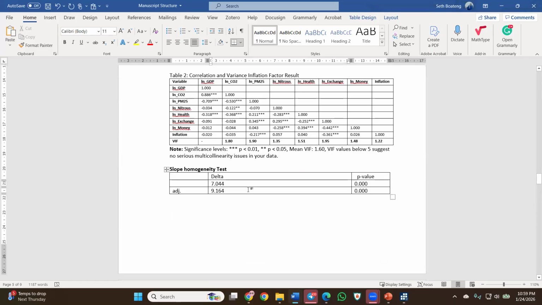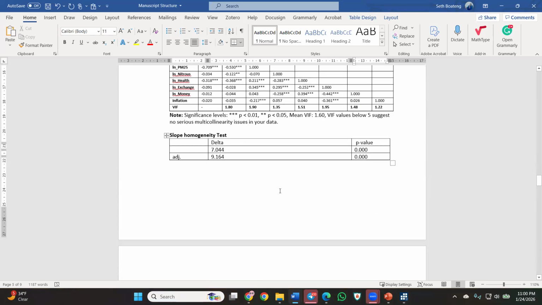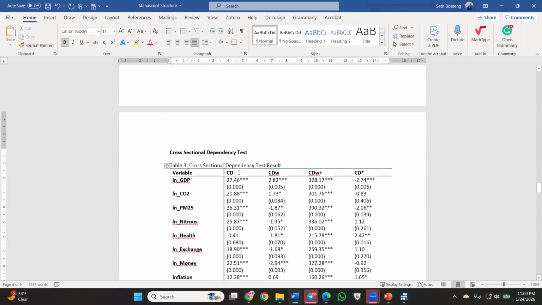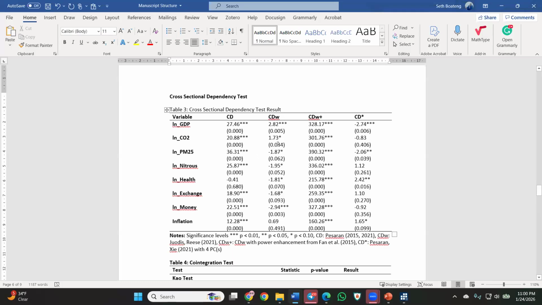And we said that the slope homogeneity tests the differences in the coefficients of the individual countries, the differences between the countries. And we realized that it is significant. That means the slope is heterogeneous. They are different. And then the cross-sectional test is used to test the dependency of the countries. It means each country depends on the other. If something happens in one country, it affects the other countries. That's why all of them show significance. That means there's a presence of cross-sectional dependency.